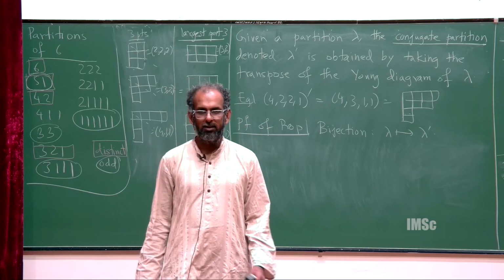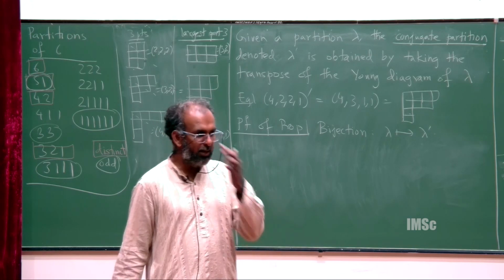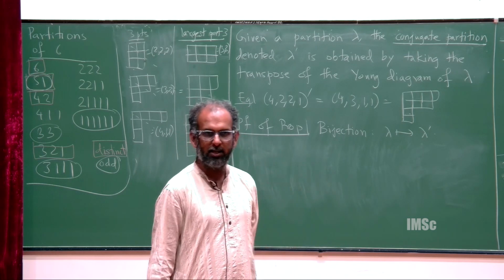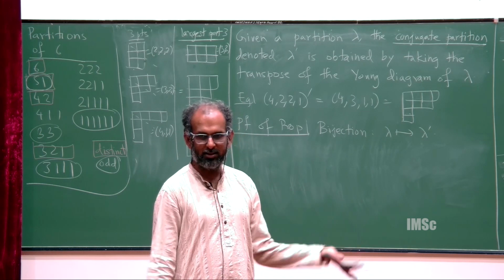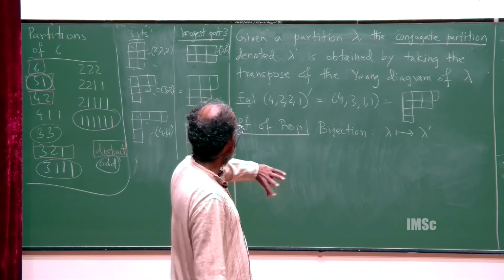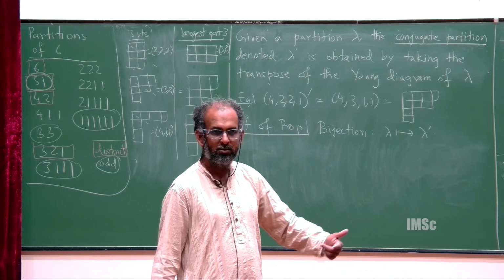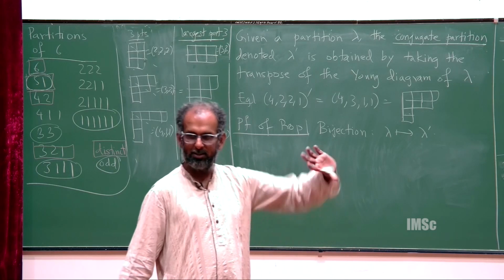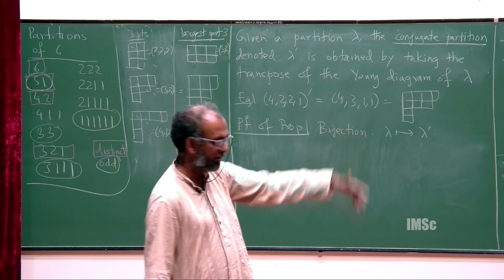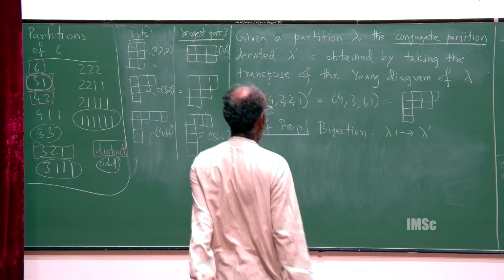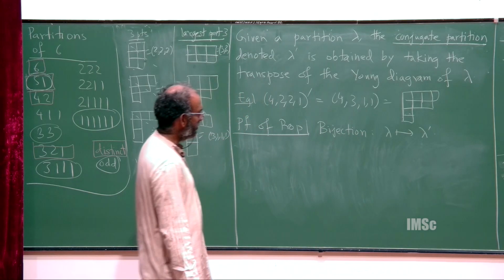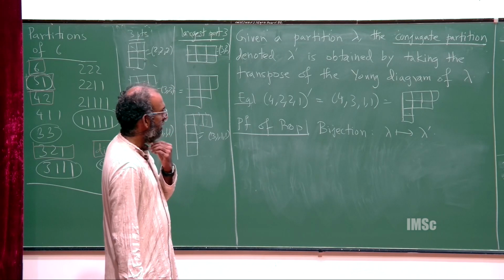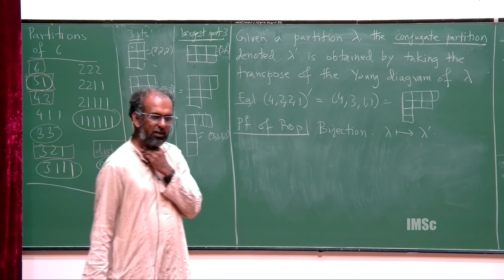Right? So, if a partition has k parts, then its conjugate will have largest part k, and vice versa, right? What happens if you do a conjugate 2 times? What is the conjugate of lambda conjugate? The original partition, right? It's an involution. When you do it twice, you get back the original. Okay, so this shows that the number of partitions of n into k parts is equal to the number of partitions of n with largest part k.